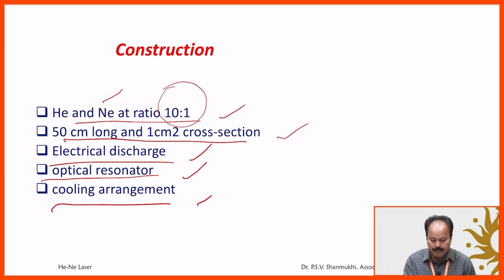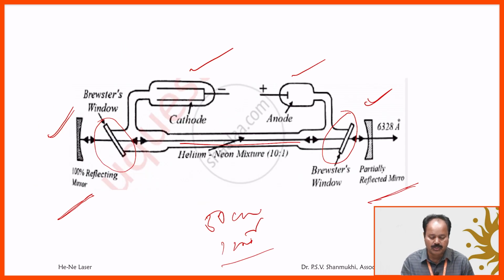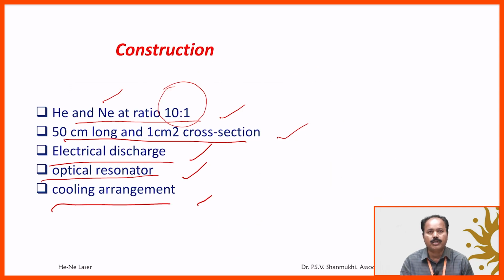And a cooling arrangement is also provided. If some thermal energy is produced during the process of the emission of laser light, that should be cooled. For that, a cooling arrangement is provided, meaning water will be circulated around this. So this is the construction of the helium neon laser.